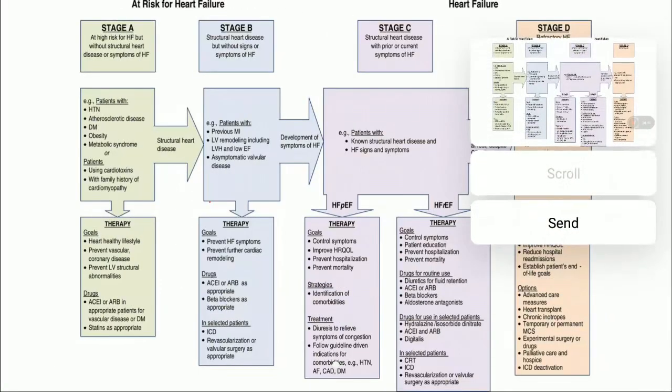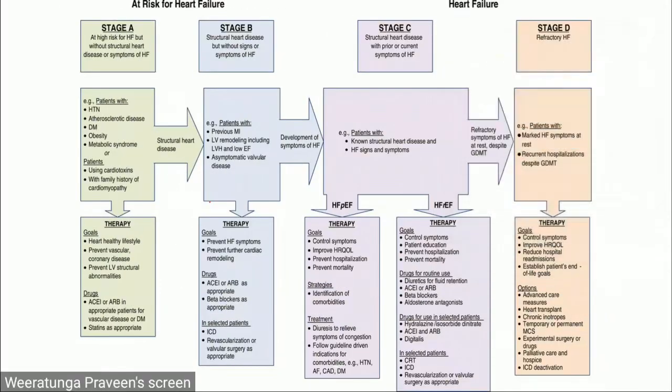Stage B, still they don't have symptoms or signs, but they have structural changes in the heart. Maybe a bit of cardiac dilatation, some structural changes in the heart. But they still have not developed any symptoms or signs. They might have some asymptomatic valvular disease, or a small LVH. Some sort of structural change is there, but they don't have any symptoms or signs.